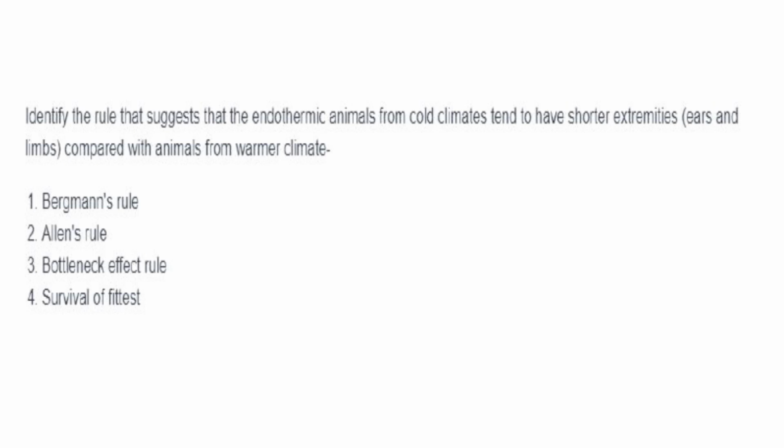Then identify the rule that suggests that endothermic animals from cold climates tend to have shorter extremities, that is ears and limbs, compared to animals from warmer climate. So here it is telling about extremities of the animal. So naturally it is Allen rule. Whereas Bergmann rule is for the whole animal. Bergmann rule states that body size increases with colder climates. So the answer is option 2, that is Allen rule.